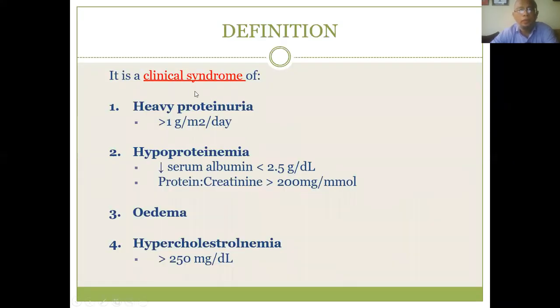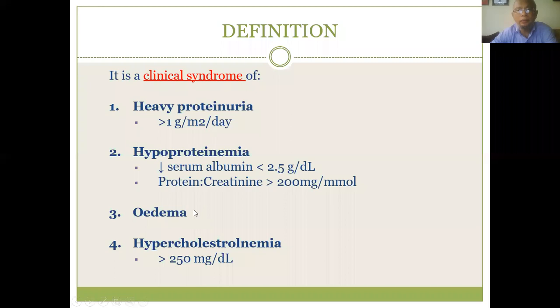Now, nephrotic syndrome is a clinical syndrome of heavy proteinuria, hypoproteinemia, edema, and hypercholesterolemia. Due to heavy proteinuria, there is hypoproteinemia. That is, serum albumin will be low, less than 2.5 gram per dl. Another important thing is the protein creatinine ratio will be more than 200 milligram per millimole.